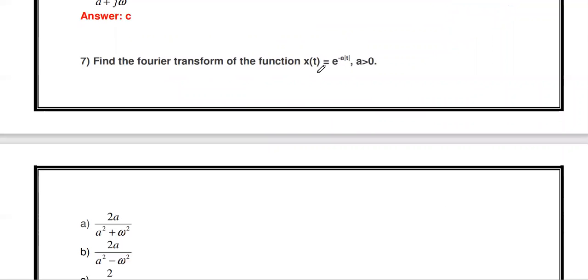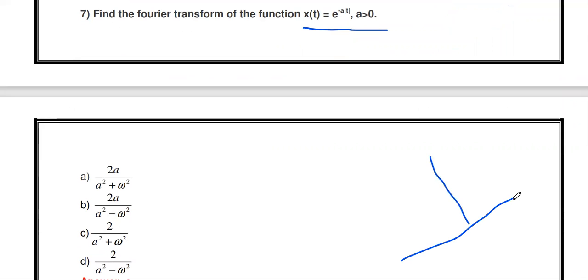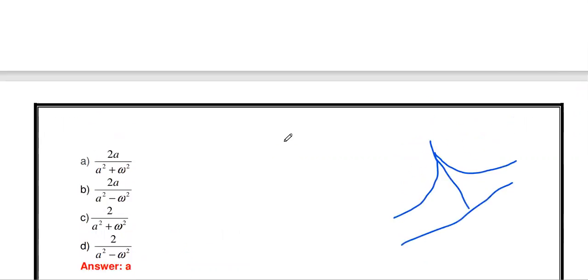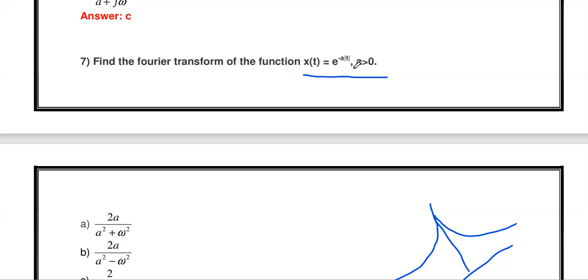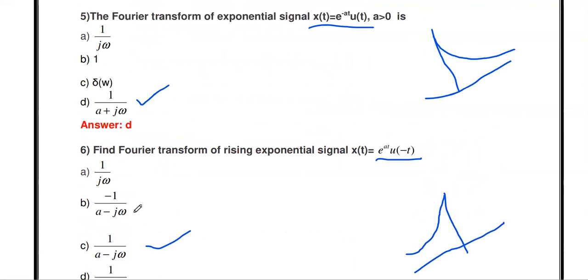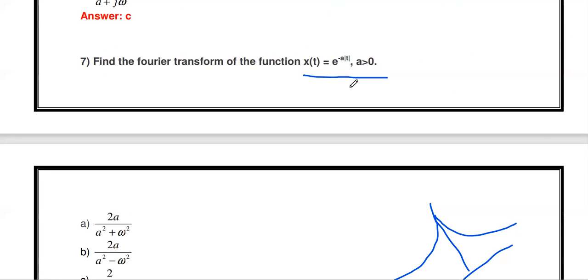Okay, then find the Fourier transform of the function x of t equal to e power minus a modulus t. Okay, so this is the double-sided exponential signal. So already we solved this problem as a separate problem in a video. So I will give the link for that video in the description box. You go and search. So this e power minus a modulus t can be split as e power minus at u of t plus e power at u of minus t. That is the addition of these two signals. Okay, the e power minus a modulus t signal is nothing but this signal plus this signal. The addition of these two signals is the e power minus a modulus t.